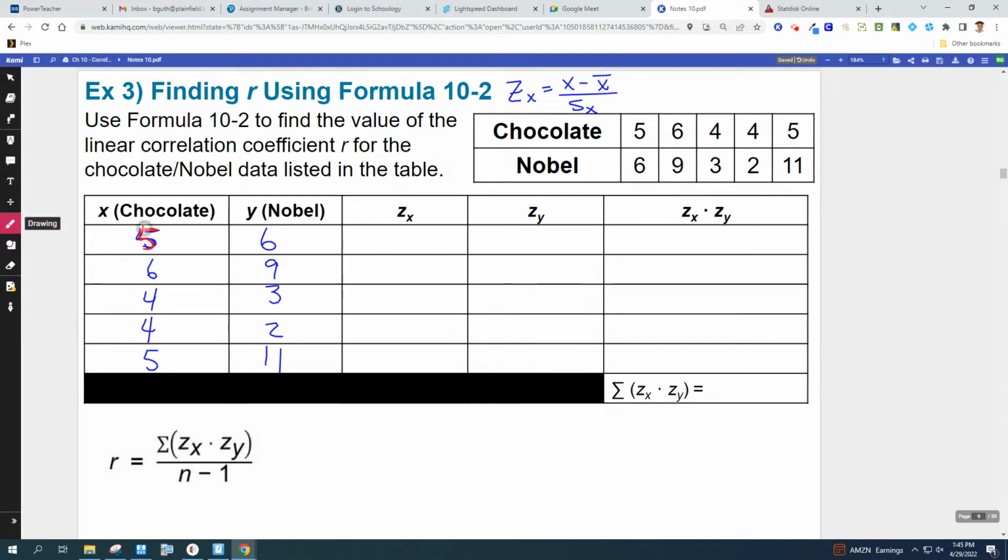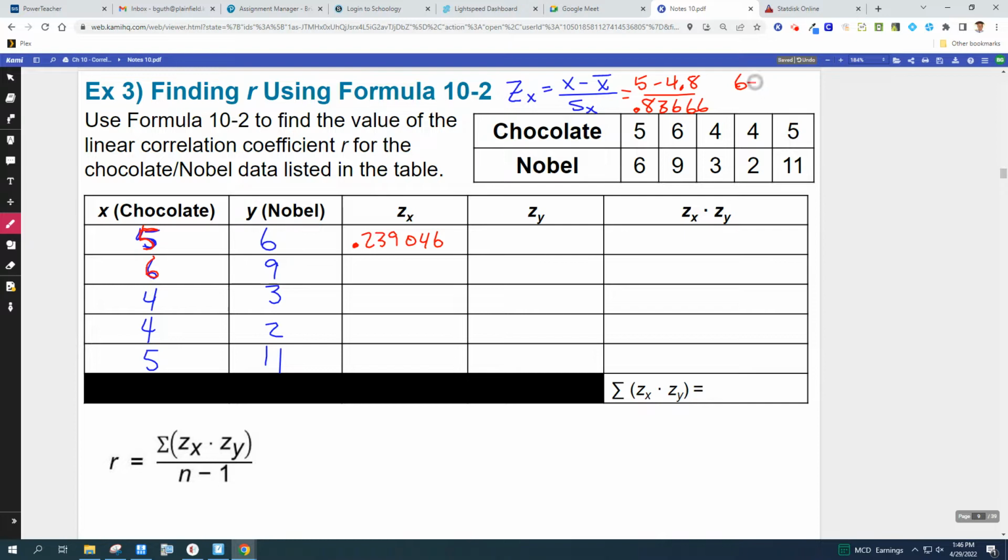Got to do it for the first x number. So it's going to be 5 minus, what was it, 4.8? 4.8 over 0.83666. And if you do that calculation, you get the first zx value of 0.239046. Okay. It's kind of a pain because you're going to have to do it for each of these numbers.